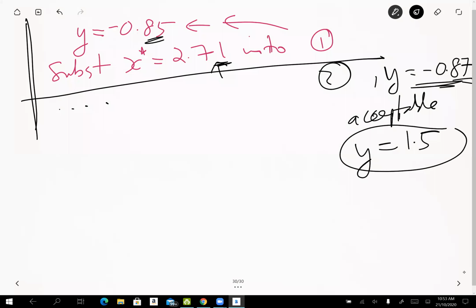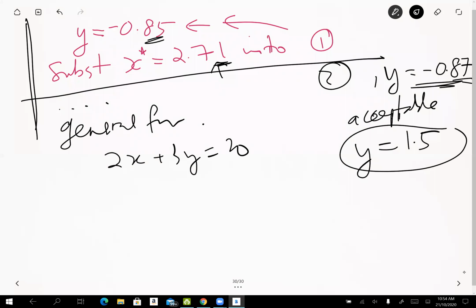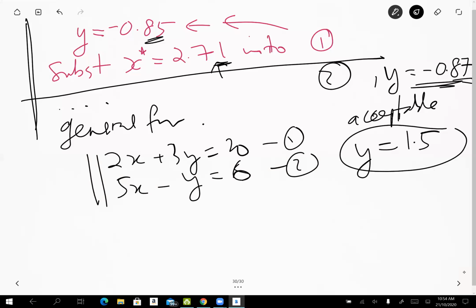So that's how. Now, suppose in some cases you are given the general form. Like in the book, they give you, let's say, 2x plus 3y equal to 20, that is number 1. And then you got 5x minus y equal to 6. So don't worry about the form. It can be general form.